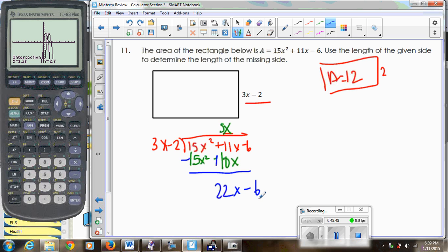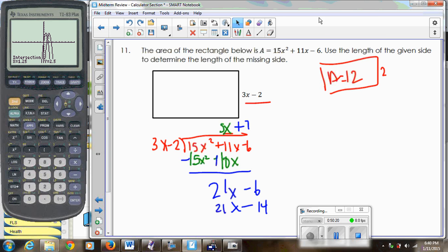Did I make a mistake somewhere? Oops. Huh. 11 plus 10 is actually 21. I should know that, right? Let me try that again. 21x. Now it works. All right, so I've got to think, what do I need to multiply 3x by to get to 21x? Well, I need to multiply by 7. And 7 times 3x gives me 21x, and 7 times negative 2 is a negative 14.